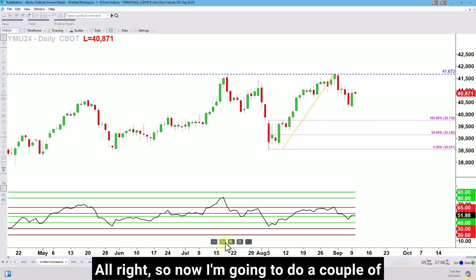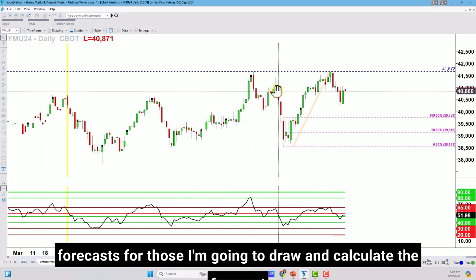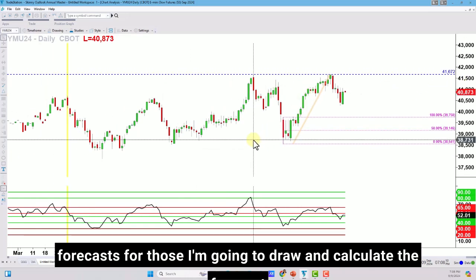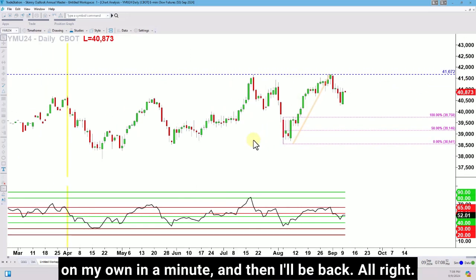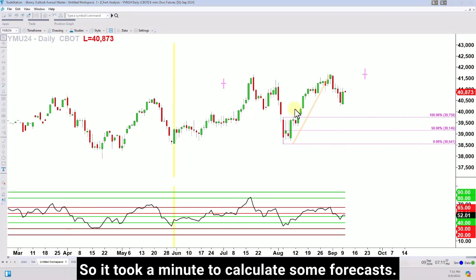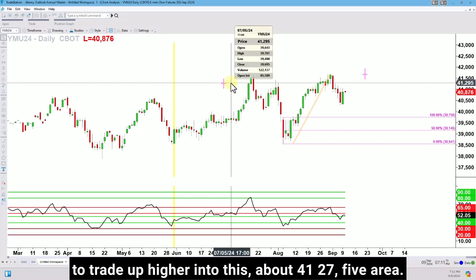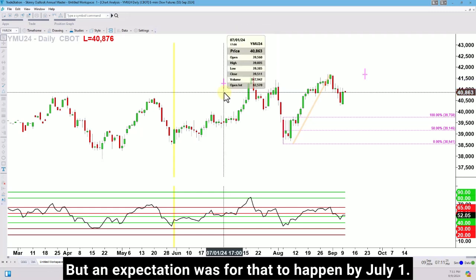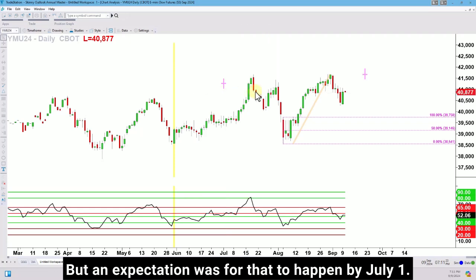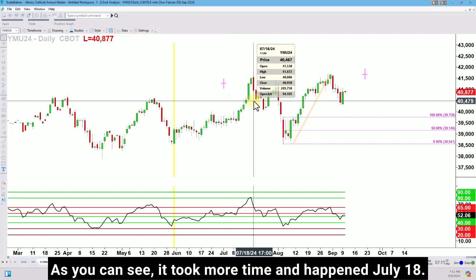All right, so now I'm going to do a couple of forecasts. For those, I'm going to draw and calculate the forecast on my own in a minute, and then I'll be back. All right, so I took a minute to calculate some forecasts, and here's the thing. As early as May 31st, there was a forecast for price to trade up higher into this about 41,275 area, but an expectation was for that to happen by July 1st. As you can see, it took more time and happened July 18th.